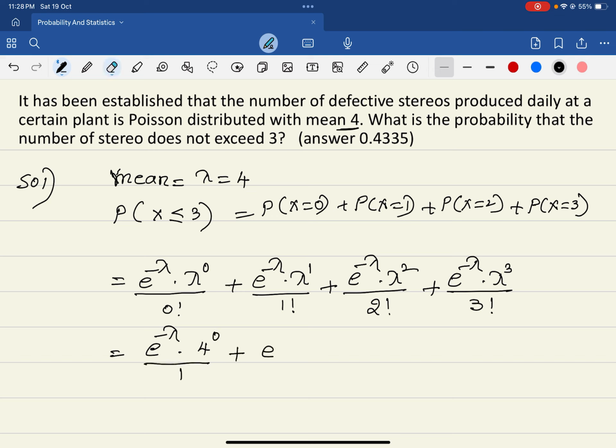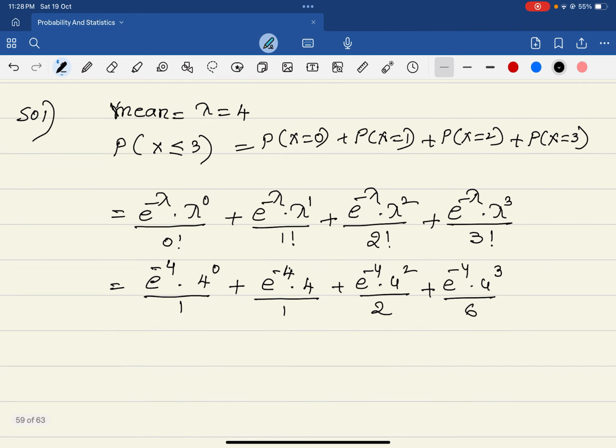I'm sorry, minus lambda you should replace by minus 4, correct? So e raised to minus 4, again e raised to minus 4 times 4 power 1 by 1 factorial, e raised to minus 4 times 4 square by 2 factorial, e raised to minus 4 times 4 cube by 3 factorial, which is 6. So let us add up all this. You can use the calculator, and the solution is 0.4335. This is the answer.